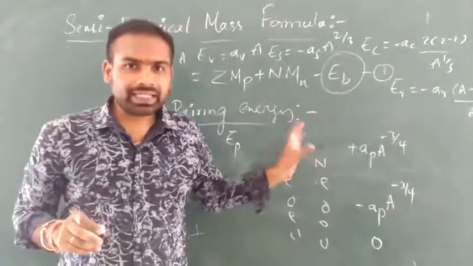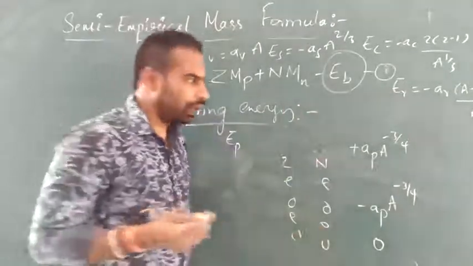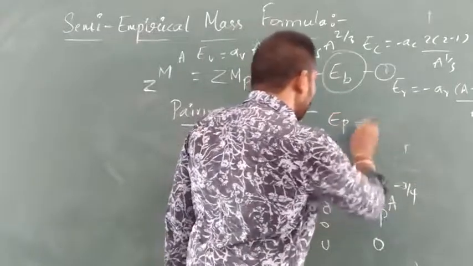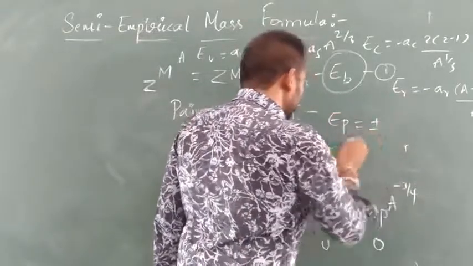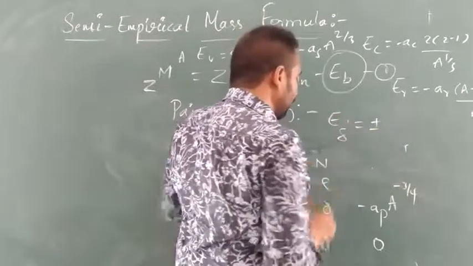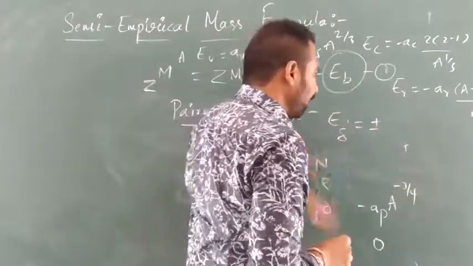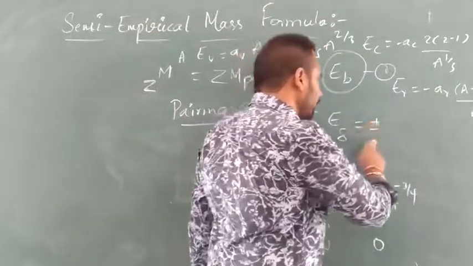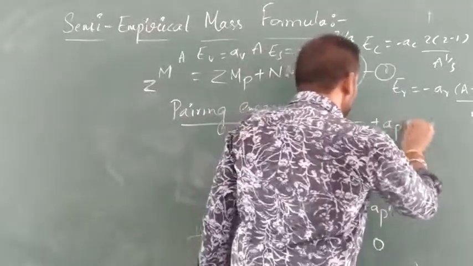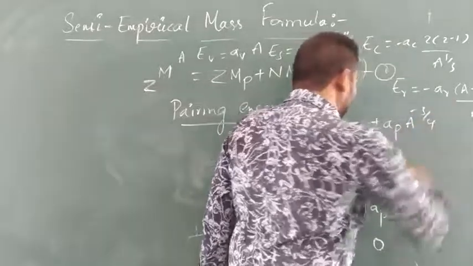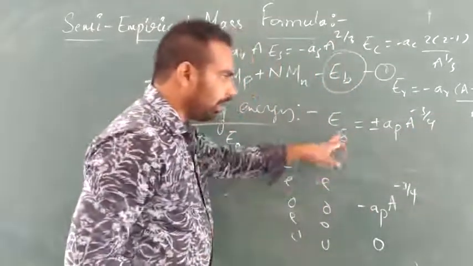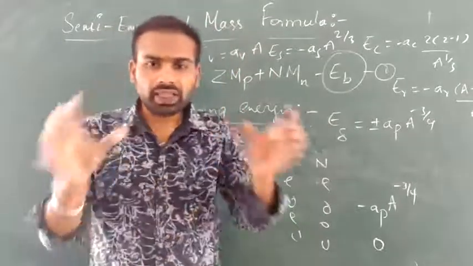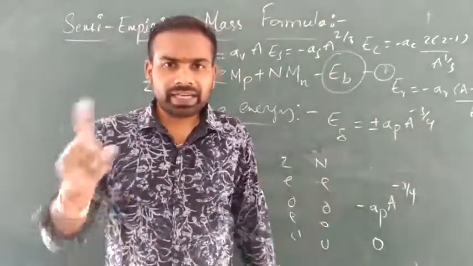So the pairing energy term will contribute like this. At last we got EP is equal to plus or minus EP or E delta. We can also write it as E delta or EP. So EP or E delta is equal to Kronecker delta plus or minus AP A power minus 3 by 4. So this is the pairing energy term. Like that we got all the energy terms; combining them, we will get the EB value.